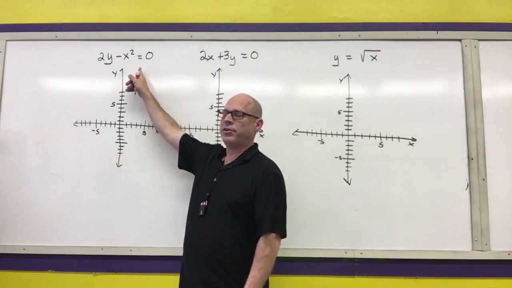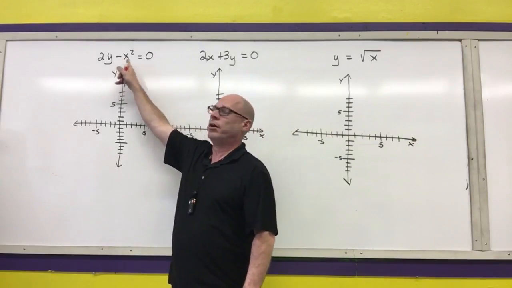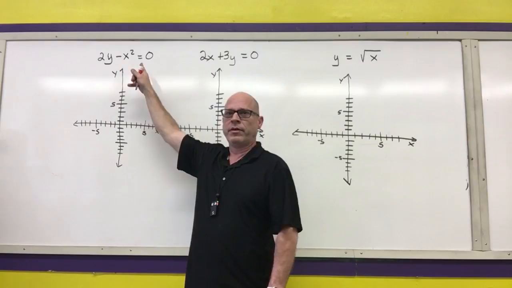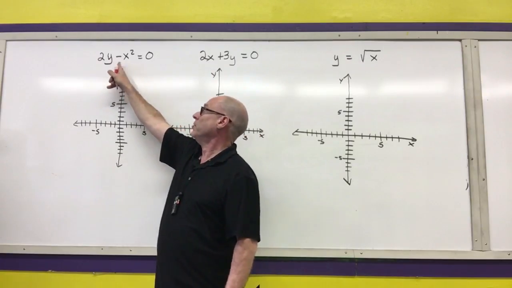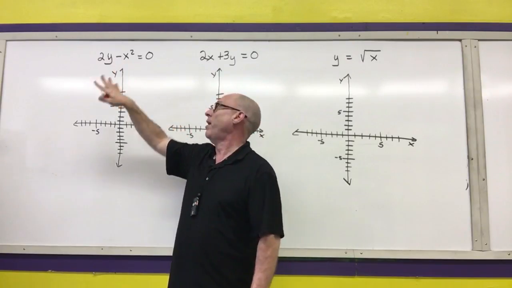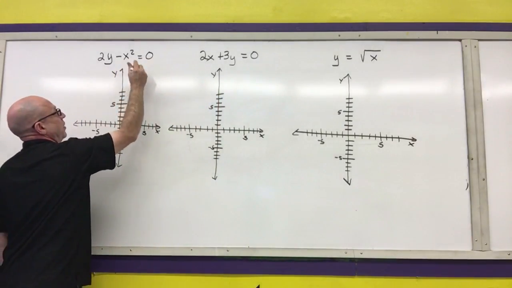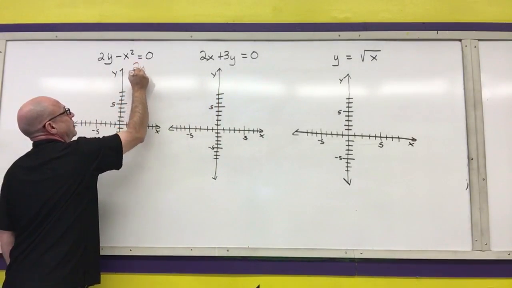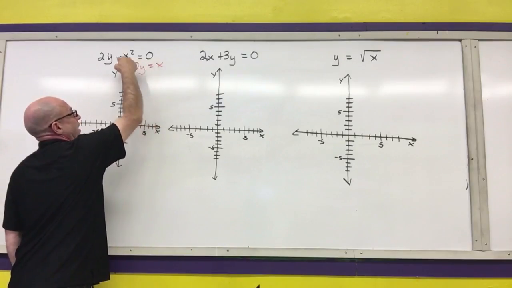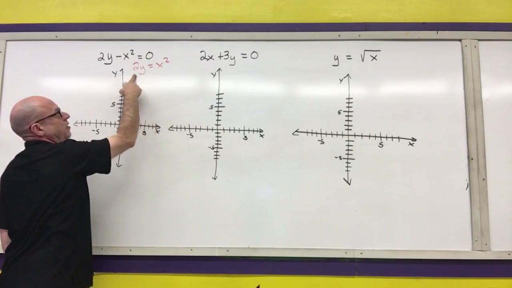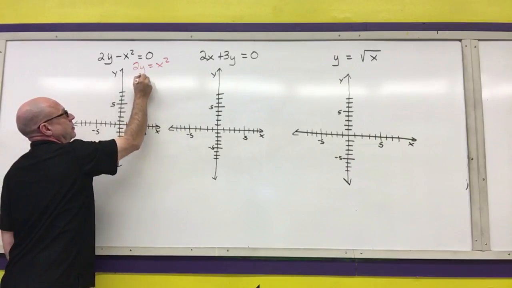The first step you want to do is solve your equation for one of the variables. Typically, if we have two variables, y and x, we solve for y. So I'm going to solve this equation for y. I'm going to subtract x squared from both sides, or add x squared to both sides, and then I'm going to divide both sides by 2.